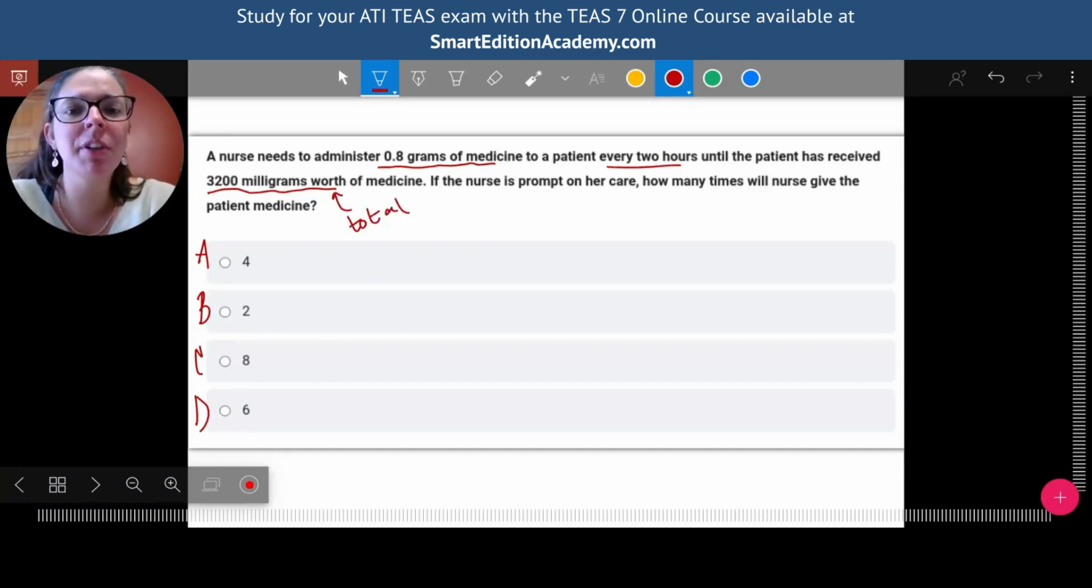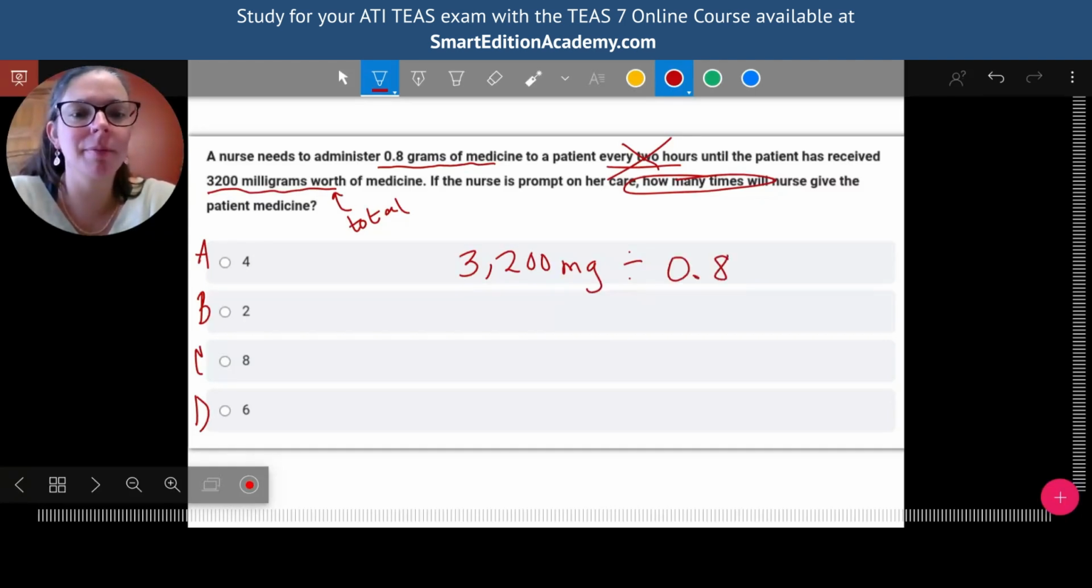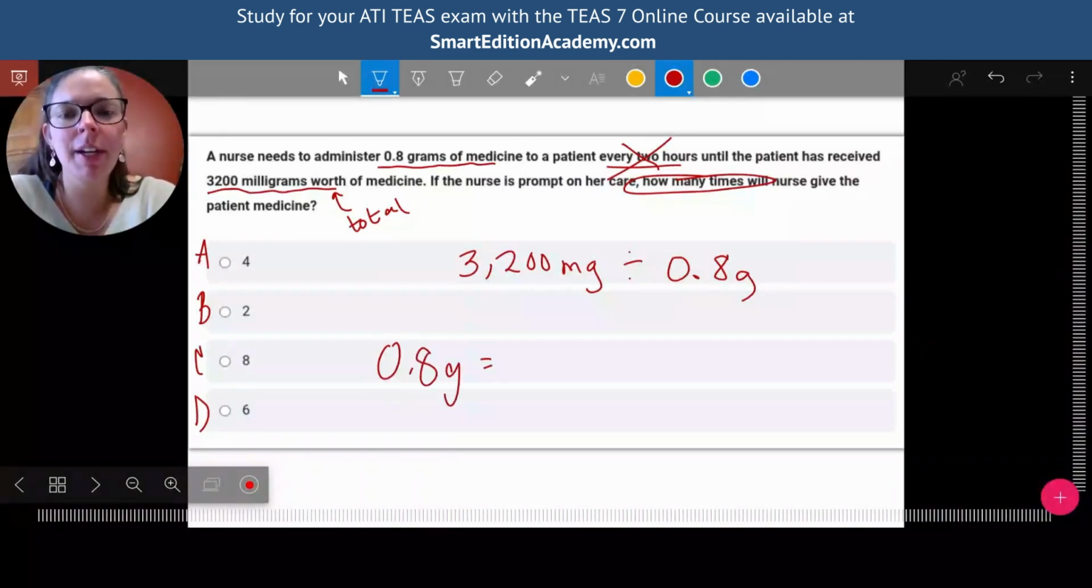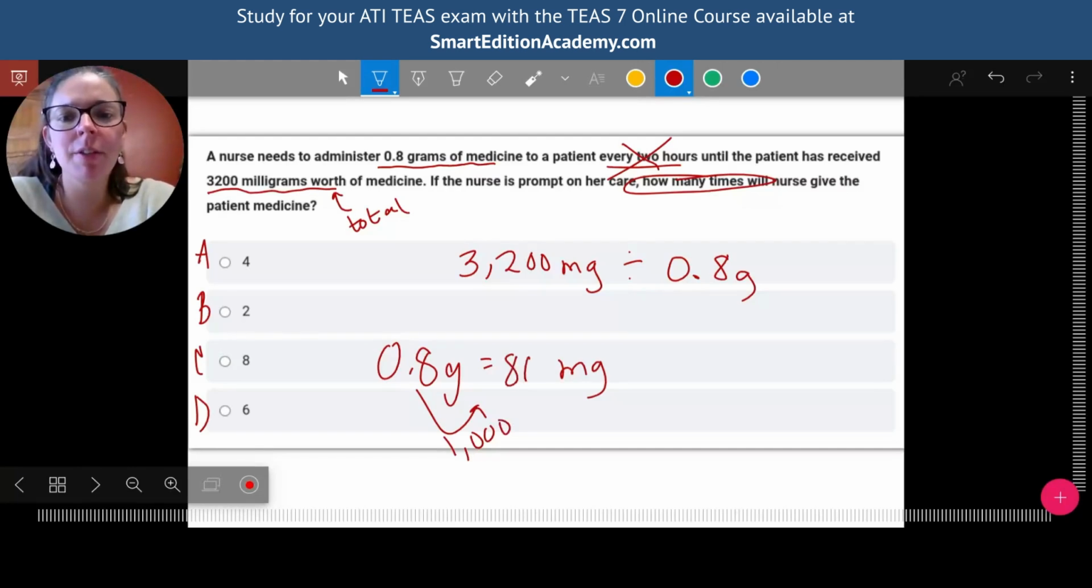If the nurse is prompt on their care, how many times will they give the patient medicine? So again, this is one of those questions where the hours that it takes to do it is actually irrelevant. It doesn't matter. So I need to take my total 3,200 milligrams and divide it by 0.8 grams. So let's convert our grams to milligrams by multiplying by 1,000. So this is 800 milligrams. So if I take 3,200 divided by 800, this will give me 4.